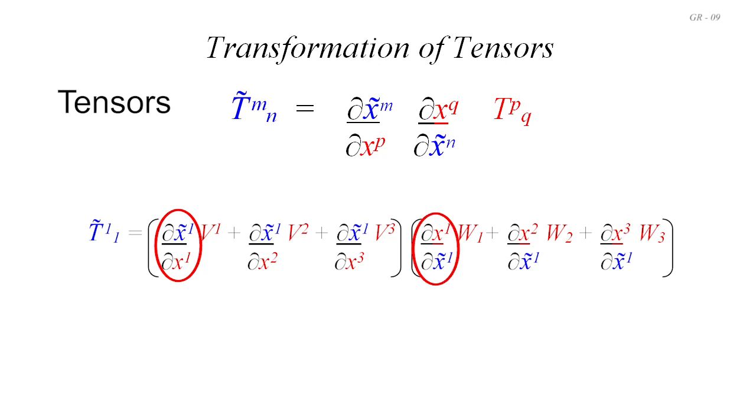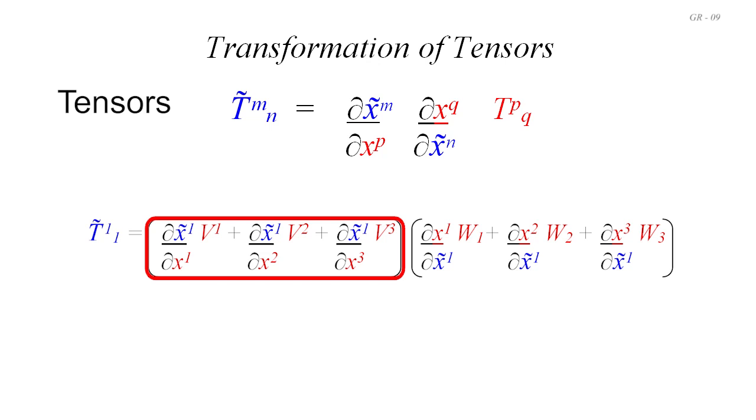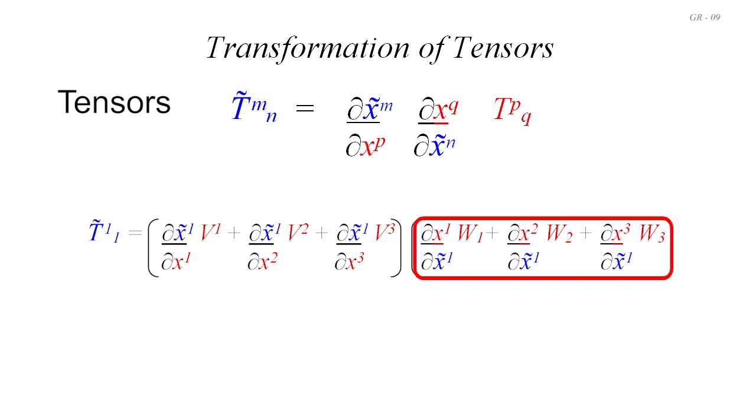I won't say it's the inverse because with partial derivative differentials that's not the case. So there is the expression for finding the blue v1 tilde from the red v's, its contravariant components. And there is the expression for finding the blue w1 tilde from the red w's, its covariant components. Multiplying these 2 brackets together would give us the result for the blue t11 tilde component, the one in the top left-hand corner of the 3x3 tensor.